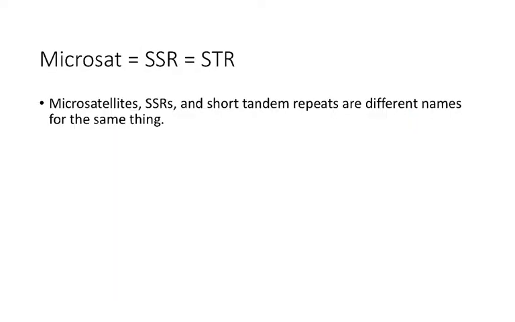And just to clarify any potential confusion right off the bat, microsatellites, which are often abbreviated microsat, or you might even see it like this because that's the chemistry notation for micro. So microsat, SSR, STR, those are all different names for the same thing. Microsatellites, SSR, short tandem repeats, that's what STR stands for. Those are all the same thing. So anytime you see any one of those terms, this is what they're referring to.